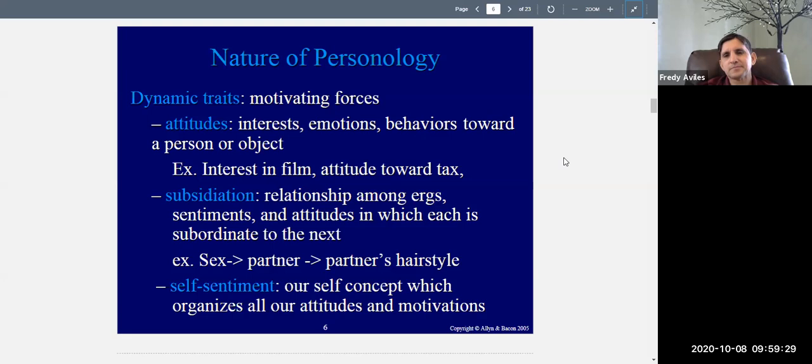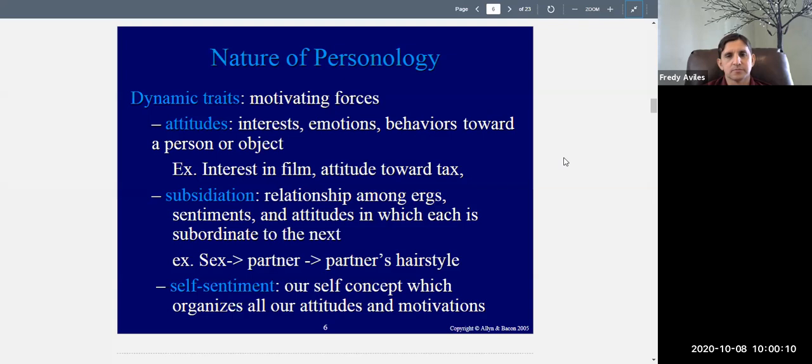It's more about objects, like your interest in a film or your attitude toward taxation. You can have an attitude like, I like ice cream. So that's the motivation to want to eat ice cream, or your emotions, how you feel, let's say, about abortion. That's an attitude. Or your behavior toward a certain person, maybe you dislike politicians, or you dislike environmental waste or whatever it is. Those are all attitudes. They also motivate your behavior, but they are what we call attitudes.